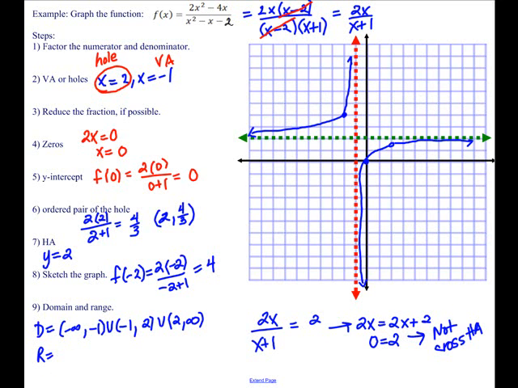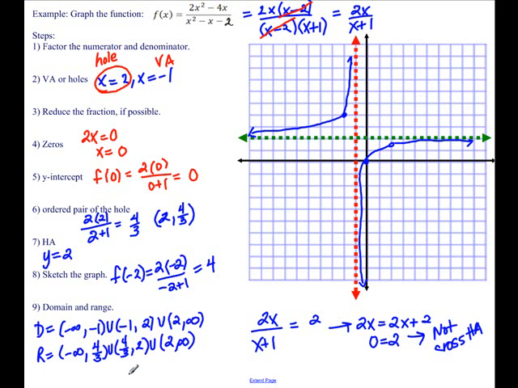So the range here would be from negative infinity to where our hole is, which is at 4/3. Then union 4/3 to 2. Oops, not infinity there. Let me back up. And then union all those points above the horizontal asymptote, so those go from 2 to infinity. So a little bit trickier.